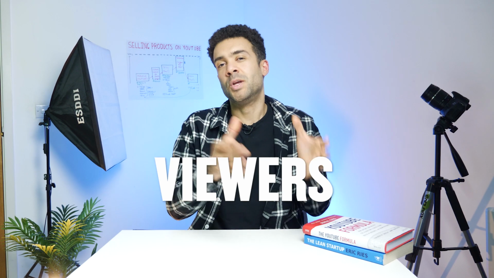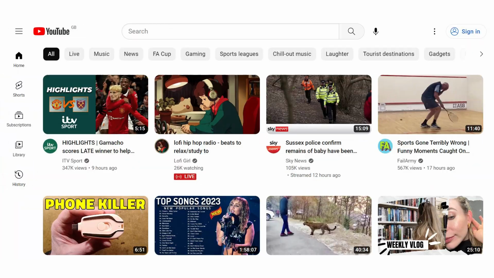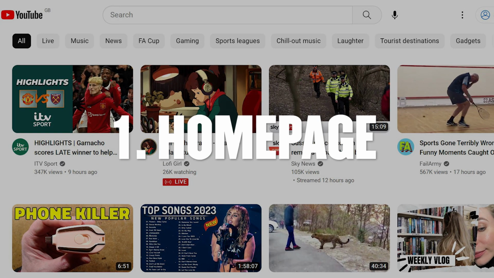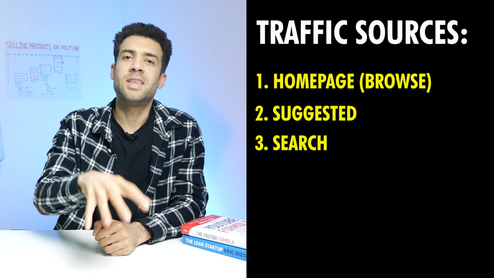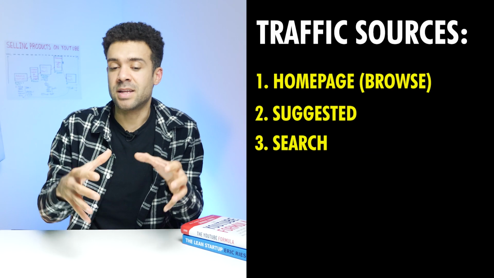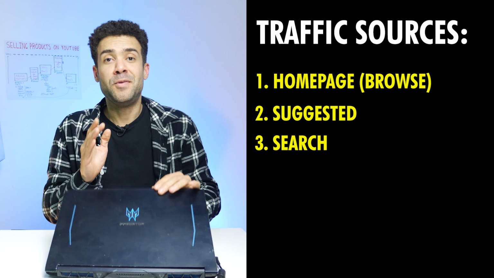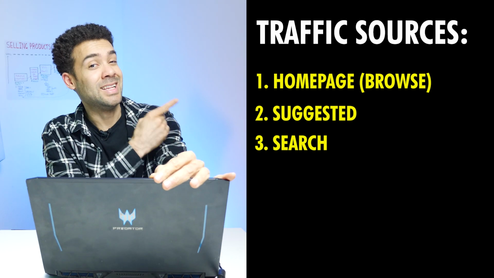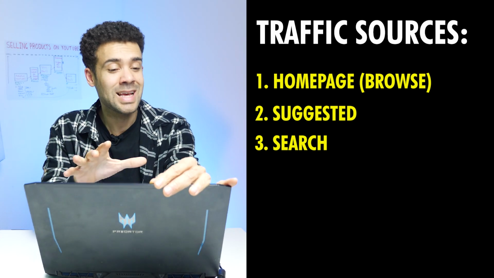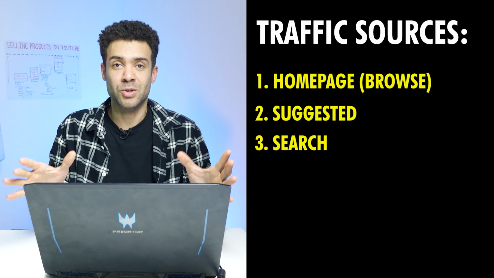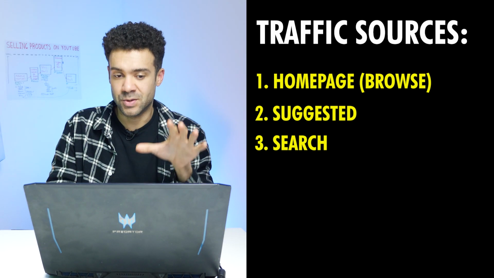There are lots of ways that viewers can find your YouTube videos. The 3 main ones being on the homepage, in the suggested panel, and through search results. Those 3 things are what get YouTubers the most views and are called traffic sources. And if you focus on just one of those traffic sources and it turns out to be the wrong traffic source, it can absolutely kill your YouTube channel. And let me show you how that happened with me and this channel.